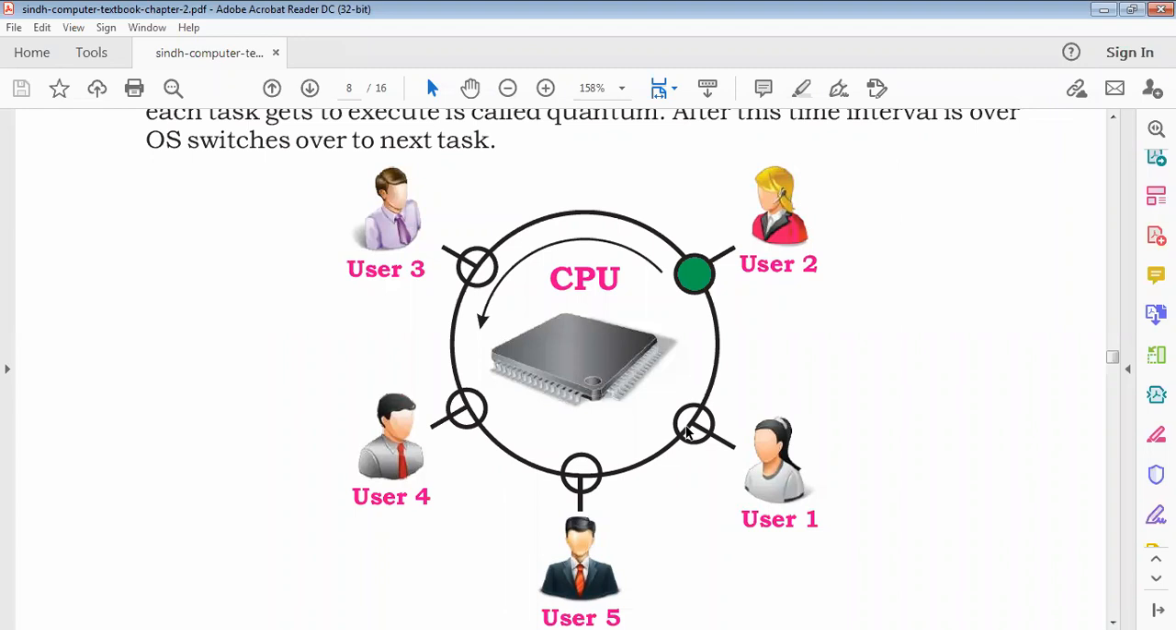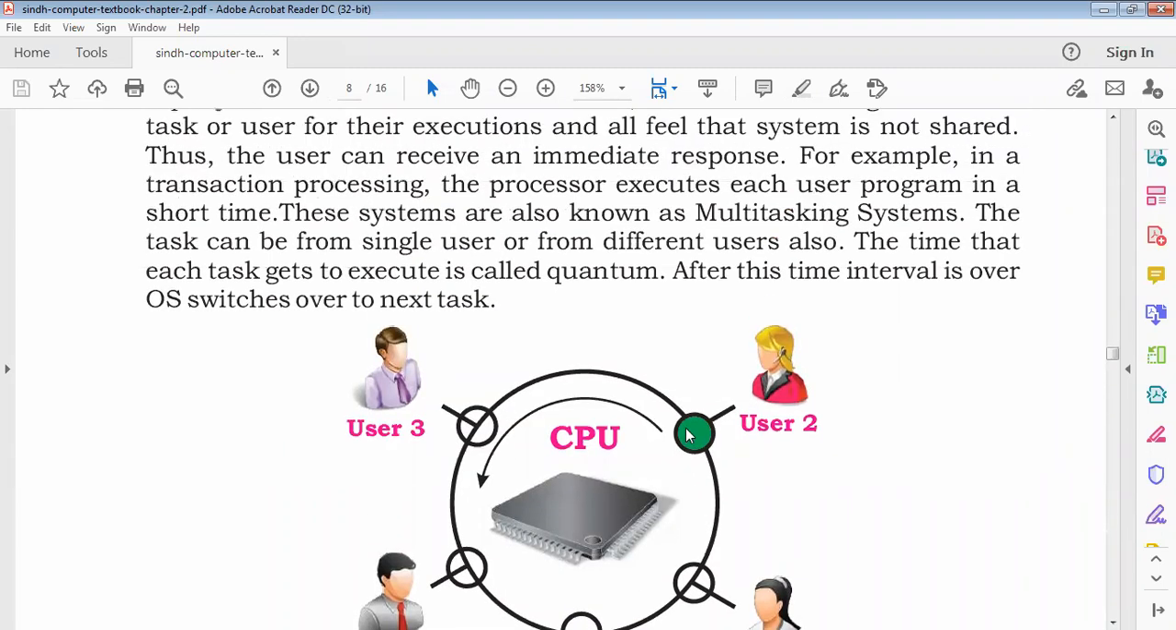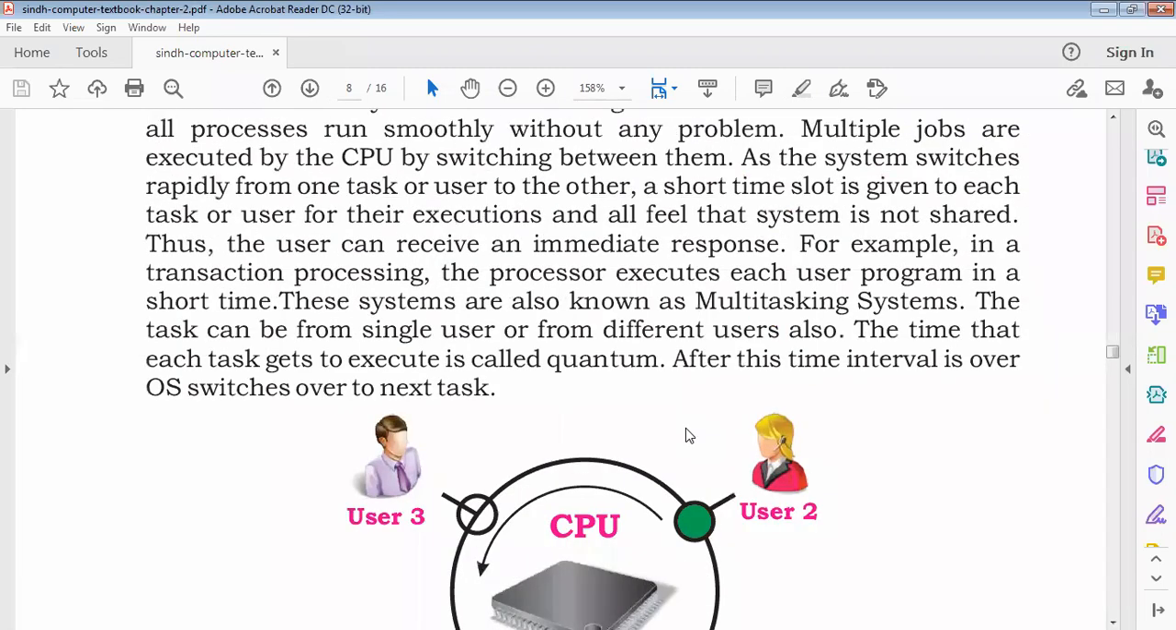So this is called a time sharing system, and the time that each task is given is called a quantum. After this time interval is over, the OS switches to the next user. Fine. So this is what we say is a time sharing operating system, which is also used for multiple users.